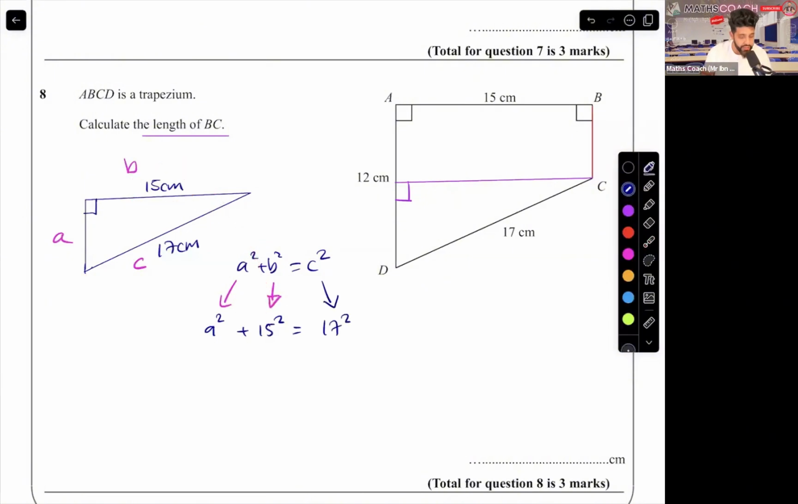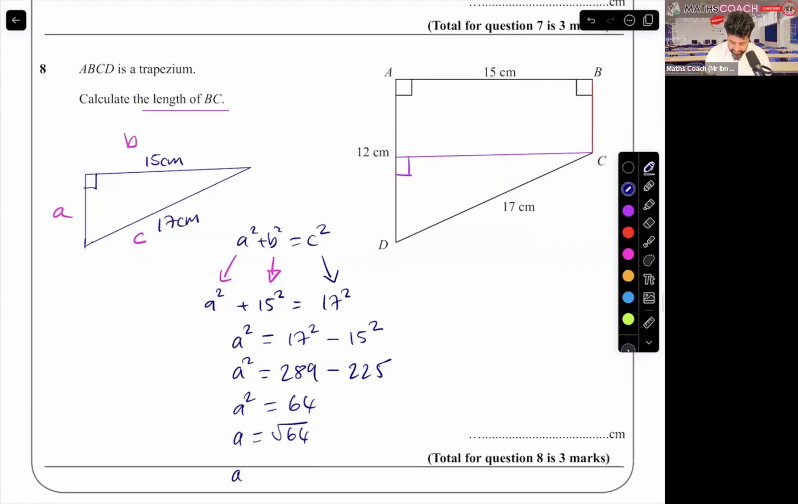And now we're going to rearrange it so we make A squared the subject. We're going to take 15 squared away from this side, so it goes here: 15 squared minus 15 squared. So we're going to have A squared equals 17 squared minus 15 squared. Then we calculate that. You could use your calculator here. 17 squared is 289. 15 squared is 225. Then 289 take away 225, and A squared is equal to 64. Of course, we're going to square root this answer. The square root of 64 gives us A as 8.